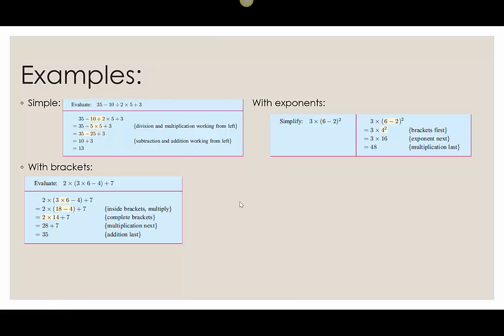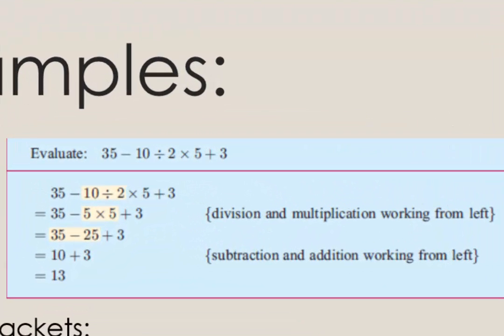So here's some examples. This is a very simple example here: 35 minus 10 divided by 2 times 5 plus 3. So what do we have to do first? According to BEDMAS, we have to do the 10 divided by the 2 first. So we do 10 divided by 2 and you get 5. Then you have 35 minus 5 times 5 plus 3.